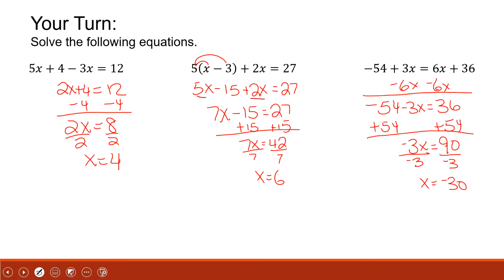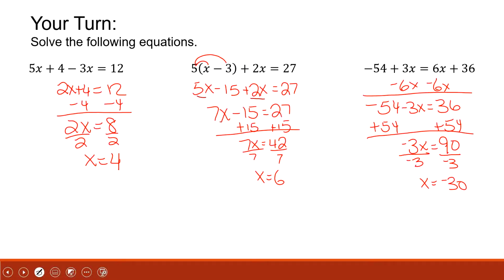Hope everybody saw that and followed that through, and that's what you were able to get. Last problem was negative 54 plus 3x equals 6x minus 36. So there's some value of x that's going to make that problem true. There's nothing to do: there's no terms to combine on either side, no distributive property we need to get rid of, and no fractions. So we're just going to start with moving variables to one side or the other.